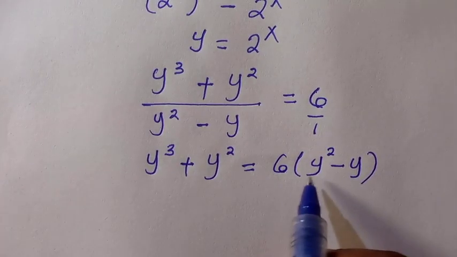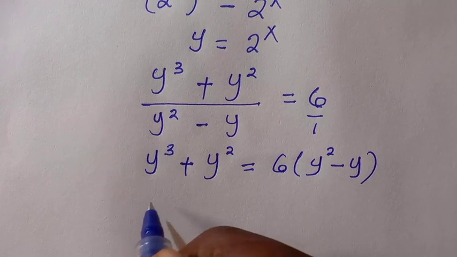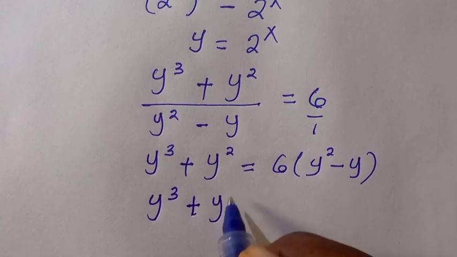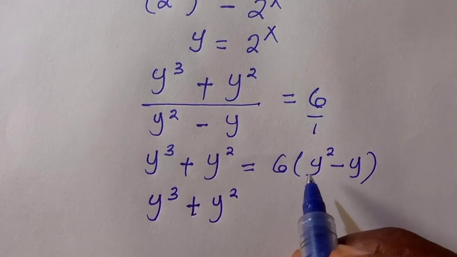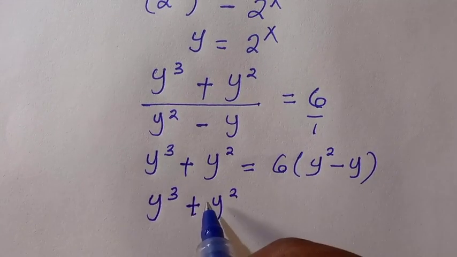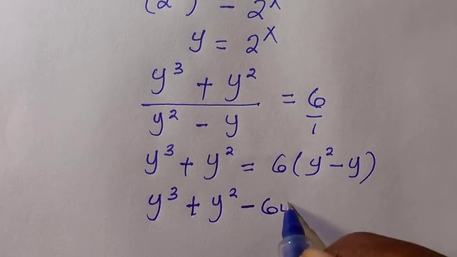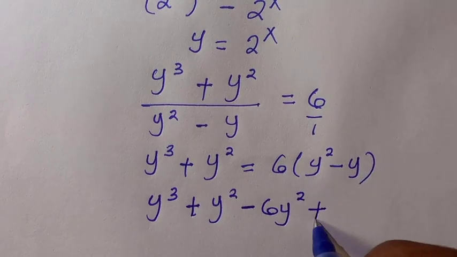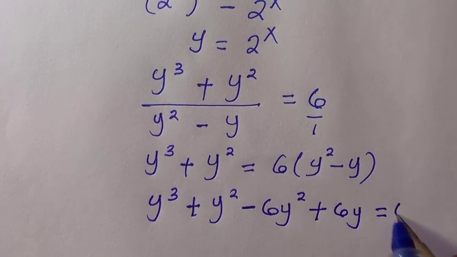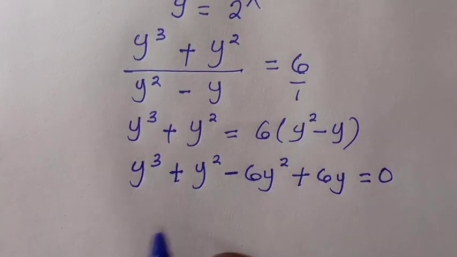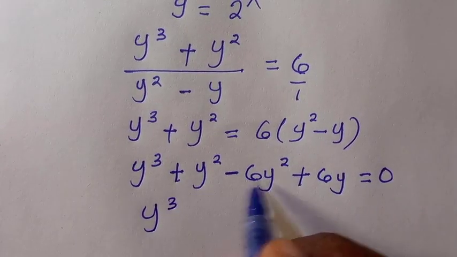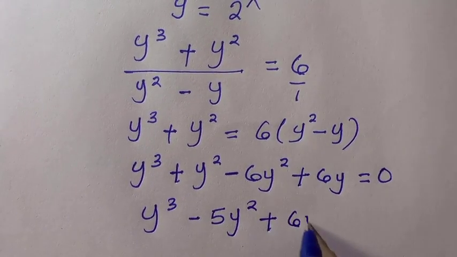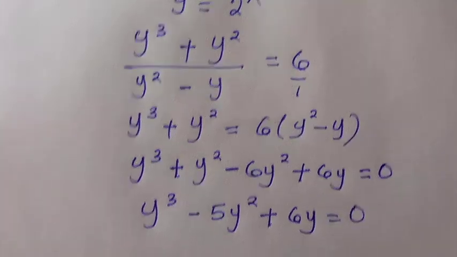So when we open the parentheses and transfer everything to this side, we have y to the power of 3 plus y square. 6 multiplied by y square is 6y square, so we take it to the left hand side and have minus 6y square. And here is negative 6y, we take it here, it becomes plus 6y equals 0. And here we have y raised to the power 3 minus 5y square plus 6y equals 0.